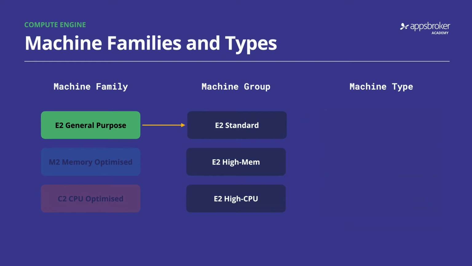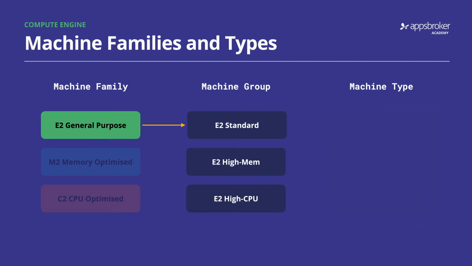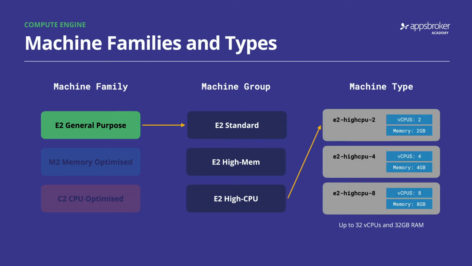If we know our workload is going to require much more memory than CPU power, we could use an E2 high mem type instead. Each of these machine types has 8 times as much memory as CPU. And likewise, if we know we need lots of CPU for our application, we might choose a high CPU machine type instead, where the number of virtual CPUs matches the amount of memory our instance has in gigabytes.